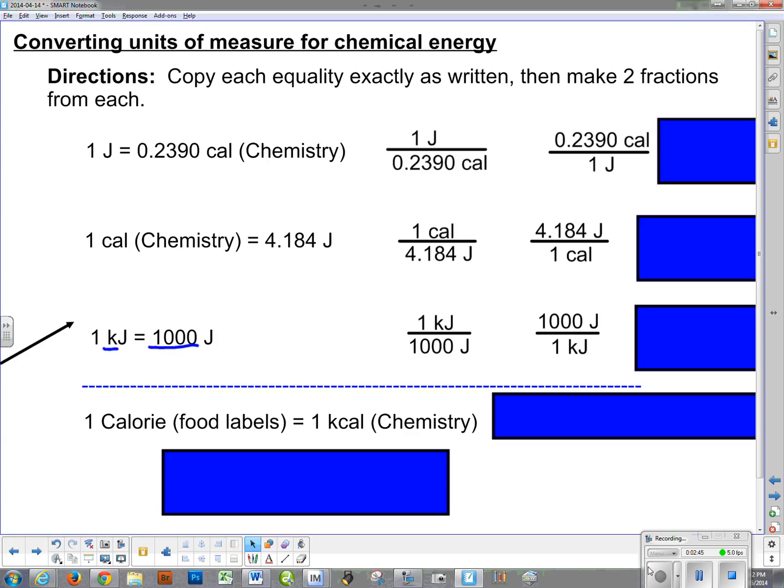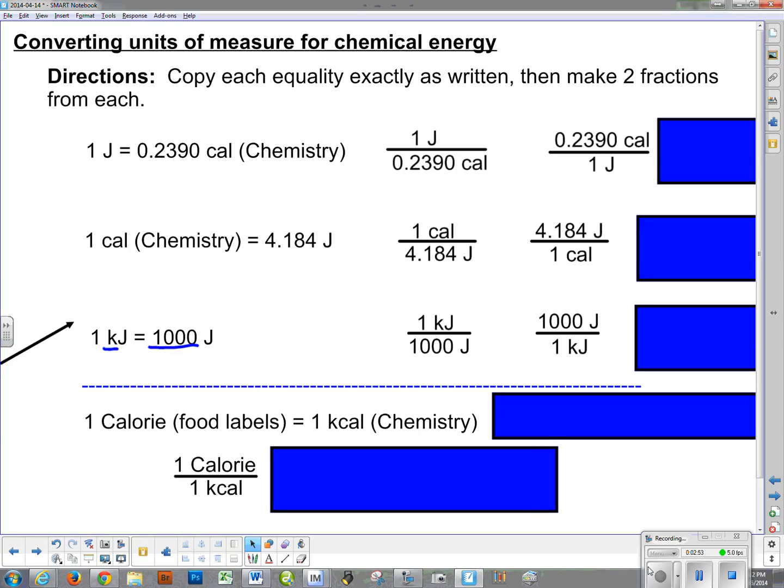And Alexa, what do you have? For calories? The big calories. 1 Calorie, mega calories, yeah. Okay, good. 1 Calorie with a capital C over 1 kcal. All right, you know what the other fraction is?